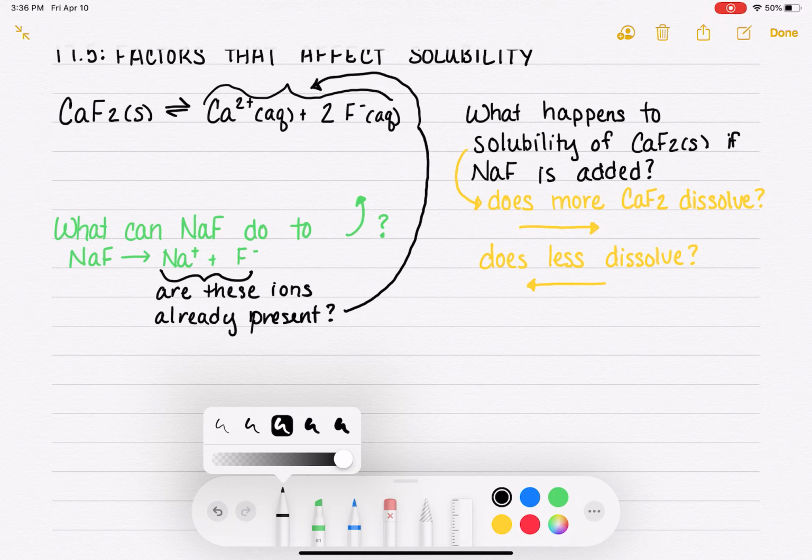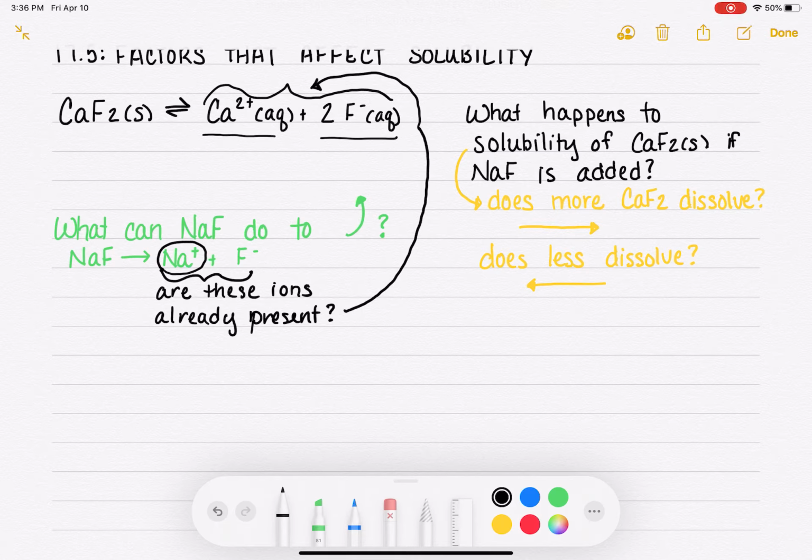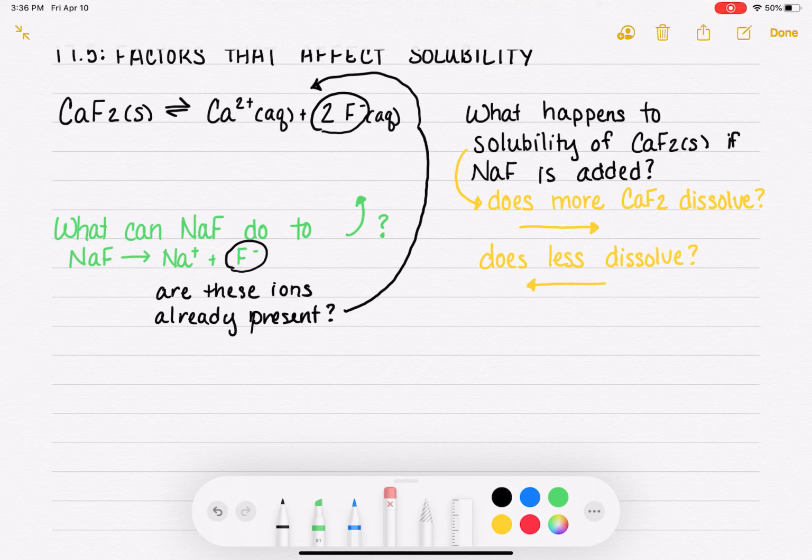So we're going to look at both of these ions. Sodium, Na+, we do not have in this reaction, but fluoride, F-, we do have in this reaction. It's a common ion. That fluoride ion is already present in the calcium fluoride system, which means that it's going to have an effect on the equilibrium. Adding additional fluoride will affect the equilibrium using Le Chatelier's principle. So let's think about how. If we add more fluoride ion, and here we're adding it from sodium fluoride, NaF, this is going to cause the concentration of fluoride to increase.